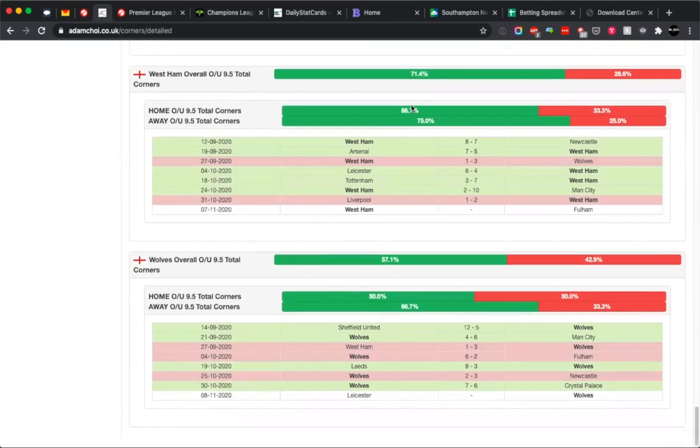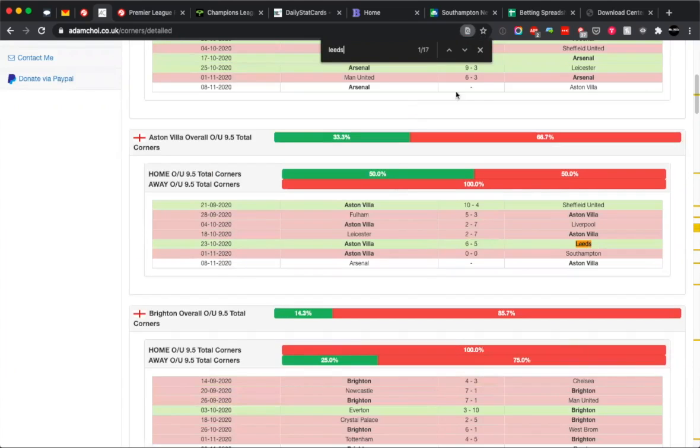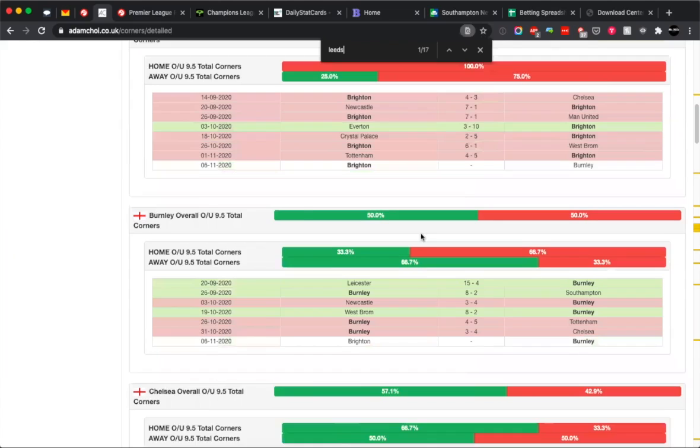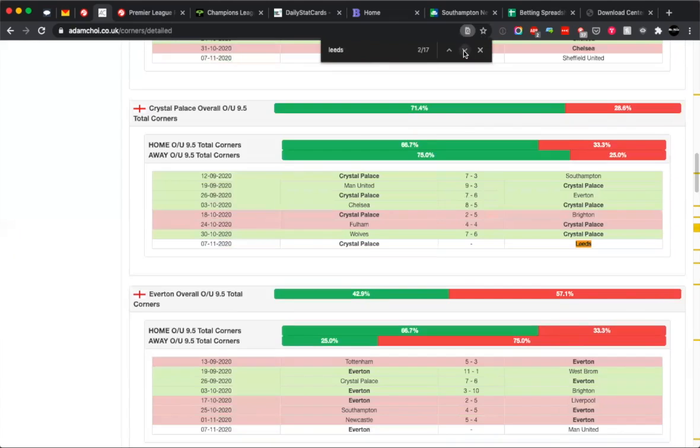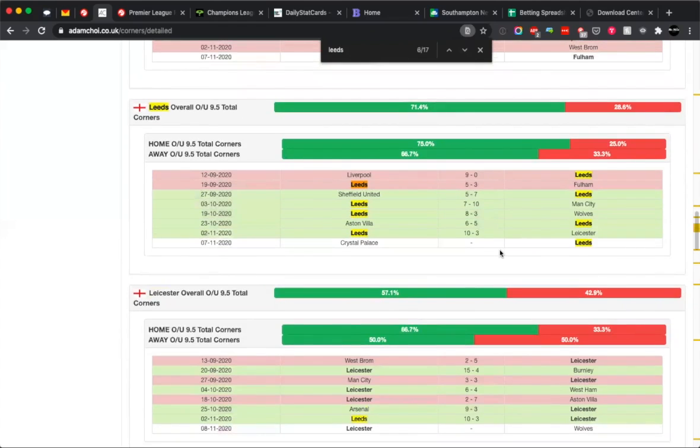Just give me a second. Have I missed something? All right, I cannot see Leeds for the life of me. Okay, so Leeds. Where are you, Leeds? Okay, my screen is full of things, so I can't really see. Okay, there's Leeds.